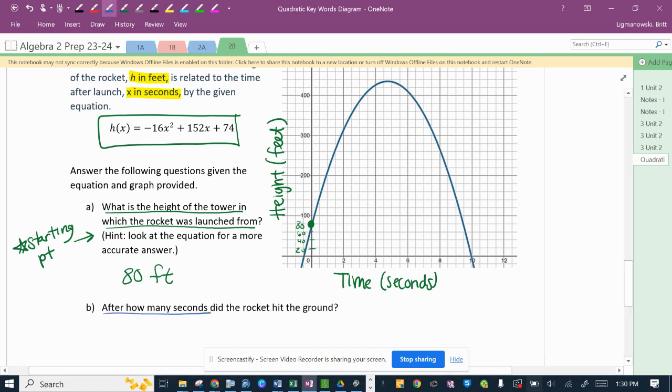After how many seconds, so again, I'm looking at the x-axis then, did the rocket hit the ground? So we're looking for when the height is at 0, which will be right here at 10 seconds.